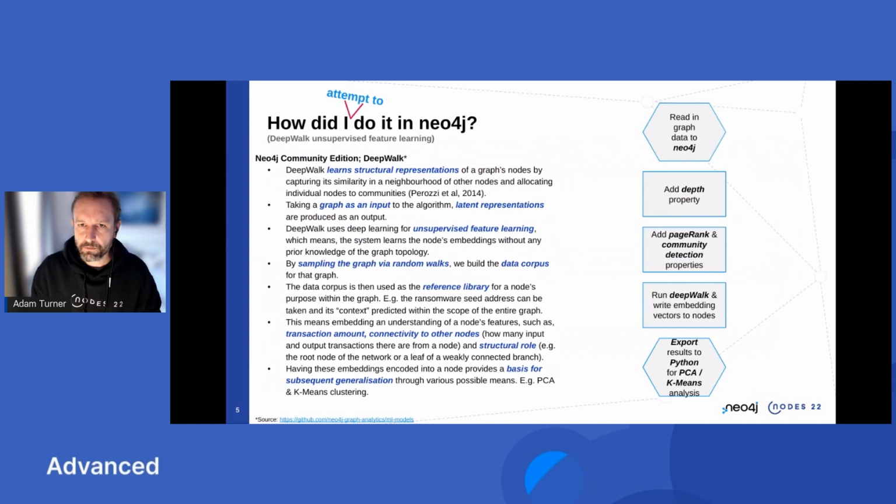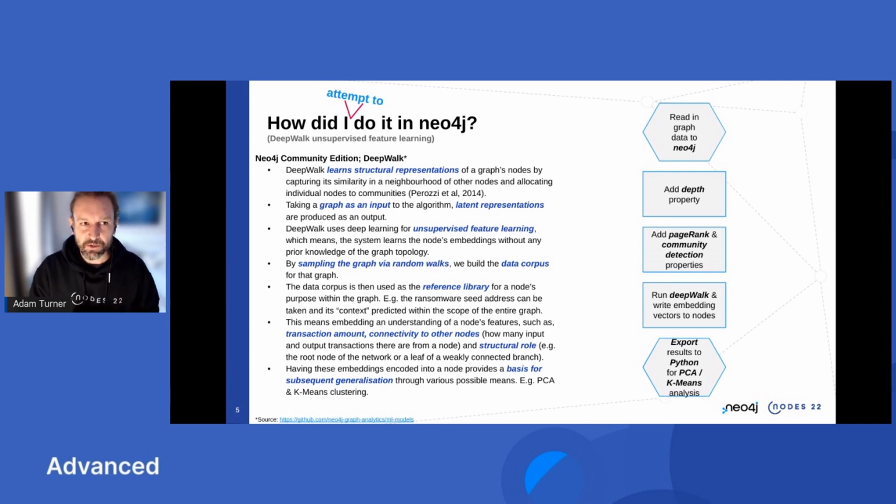There were two embedding algorithms that I looked at. The first one was the DeepWalk algorithm, and the second one was GraphSAGE. I'll first run through the DeepWalk algorithm, so a little bit of background on that.